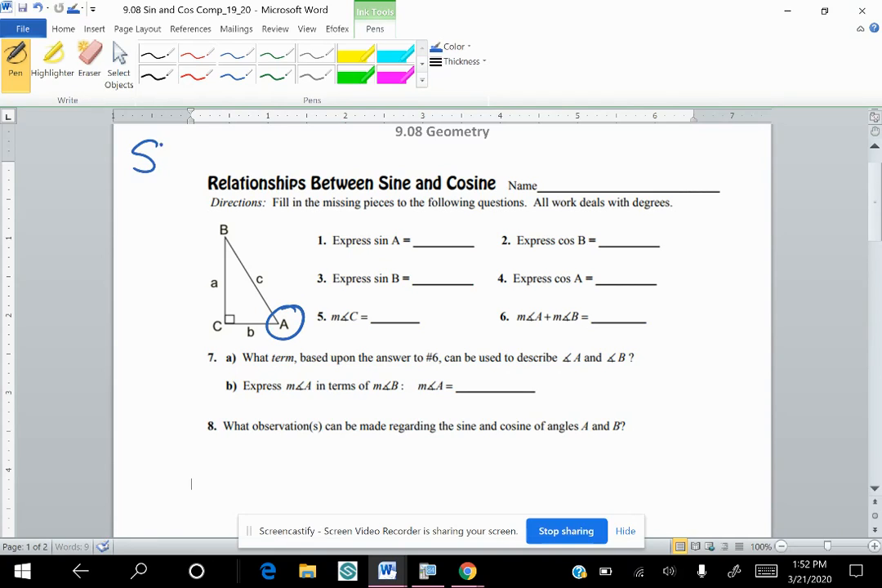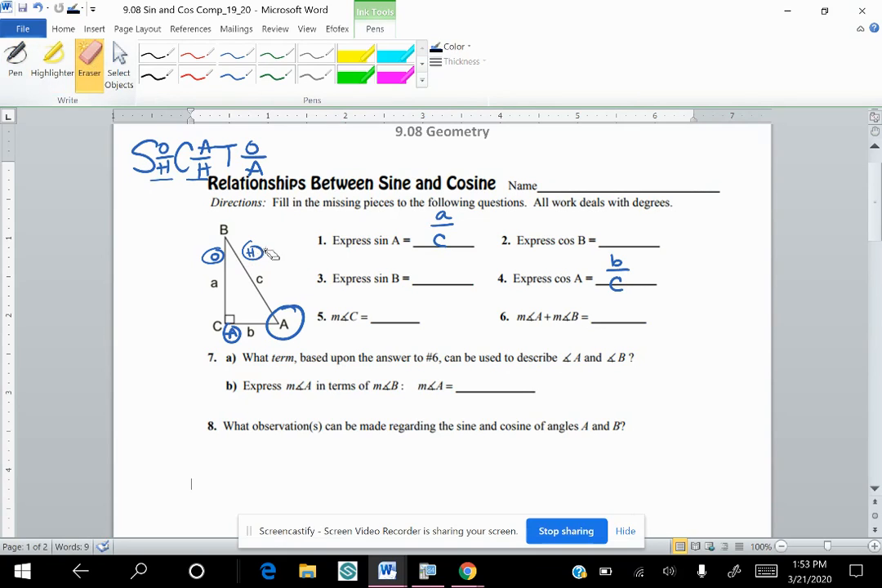And at the top of my paper, I always like to write SOHCAHTOA. Sine is opposite over hypotenuse. So this is the opposite side, and here's the hypotenuse. So that would be A over C. Let's actually jump to cosine of A, since I already have angle A circled. Cosine is adjacent over hypotenuse. So that's going to be B over C.